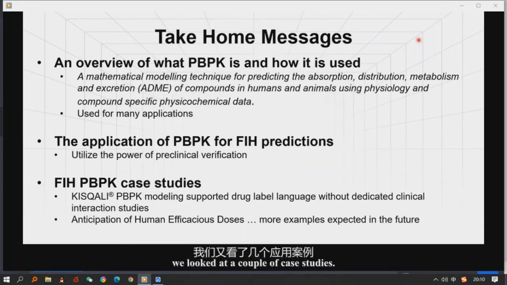And finally, we looked at a couple of case studies. The first one highlighted how modeling supported the drug label language without dedicated clinical interaction studies. And then we looked at the anticipation of human efficacious doses with a publication which is over 10 years old now. And I do believe that we will be seeing more examples in the future of this application of PBPK for human efficacious doses.